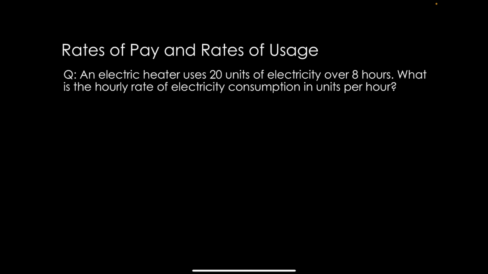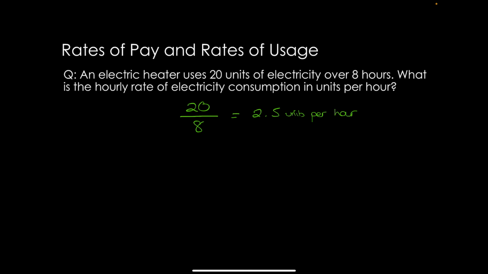Okay, another one then. An electric heater uses 20 units of electricity over 8 hours. What is the hourly rate of electricity usage? Again, similar kind of question. If you want to have a quick go at doing that, go ahead. Okay, so for this one, it's saying that they use 20 units for 8 hours. So to work it out, we do 20 divided by 8. That's 2.5 units per hour.